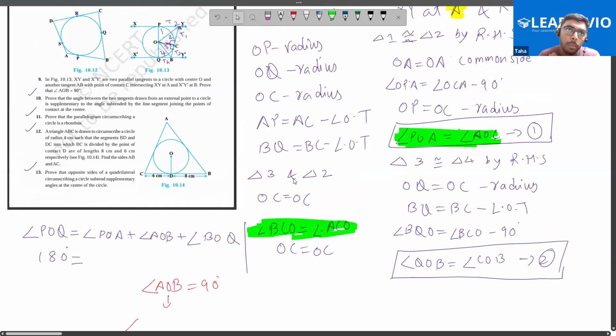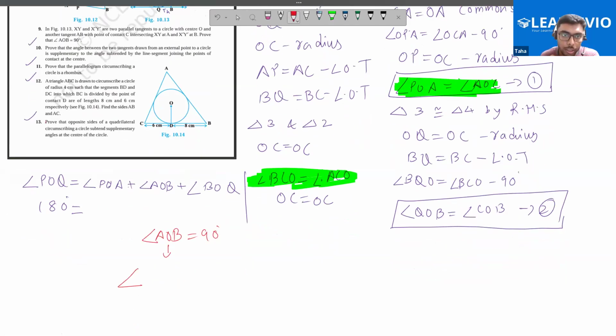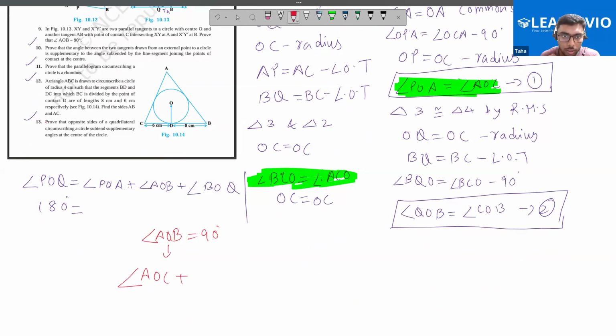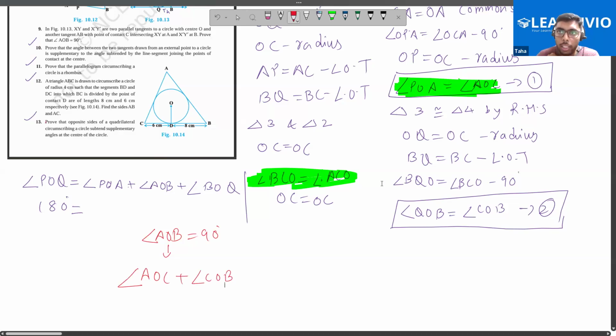Angle AOB is made up of AOC plus COB, right? This is made up of this. And right, is there anything else that we can do here?